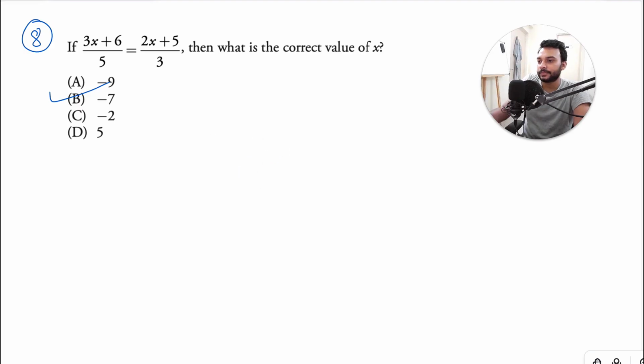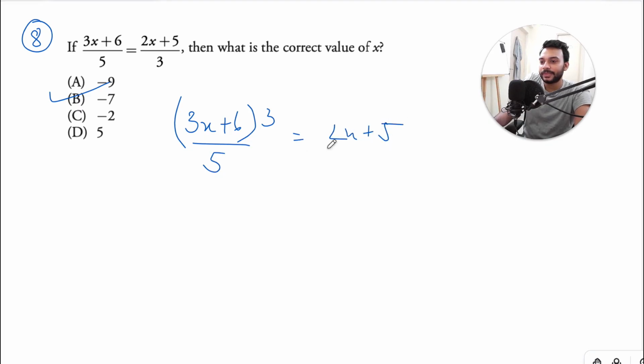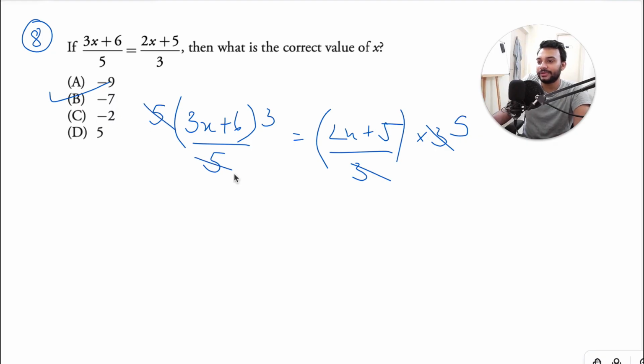So let me write it properly. 3x plus 6 multiplied by a 3 over 5 is equal to 2x plus 5 over 3 multiplied by a 3. 3 and 3 cancelled here, and this 3 remains. Then you multiply both sides with a 5. This 5 cancels, so 3 times 3 is 9x plus 18 is equal to 10x plus 25.